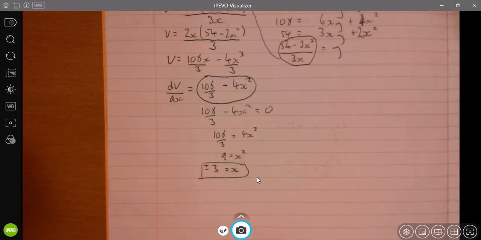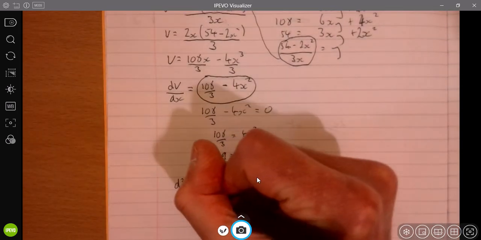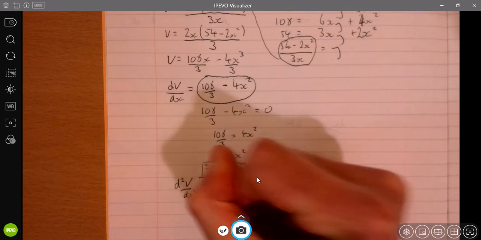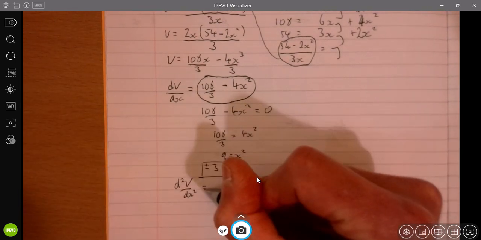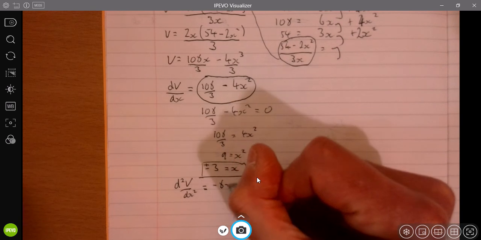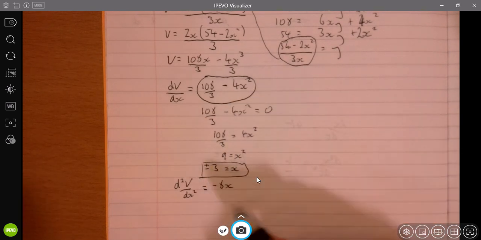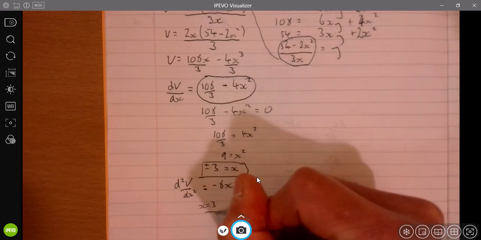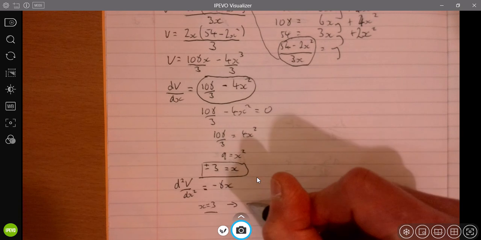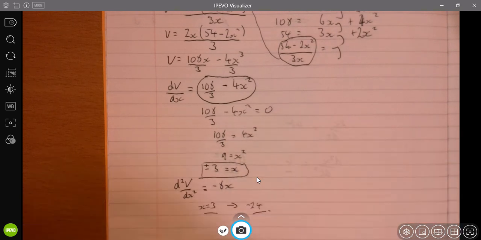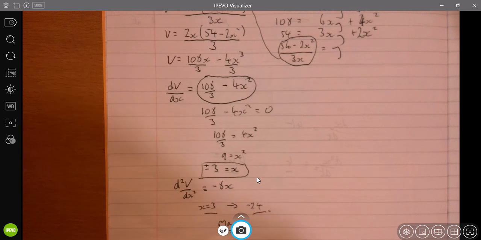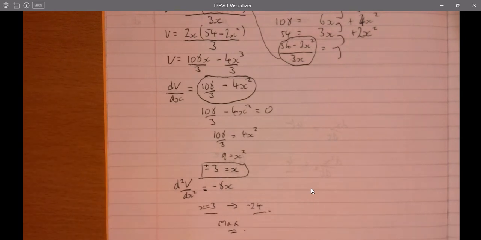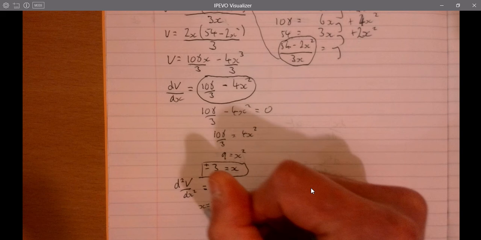But actually, if we want to get the full marks, you should remember to find the second derivative, because that's going to tell us about maximum and minimum points. So if I write this down, it's minus 8x. If I substitute in x equals 3, it's going to give me minus 24. Therefore, a max point.